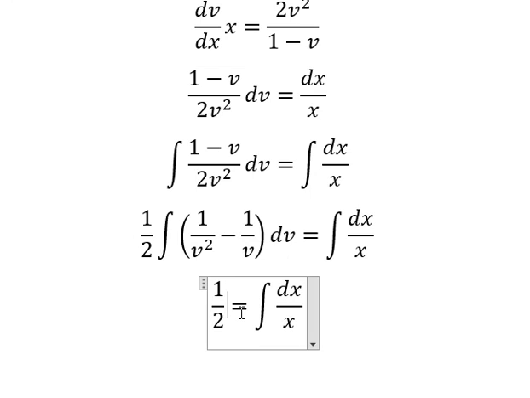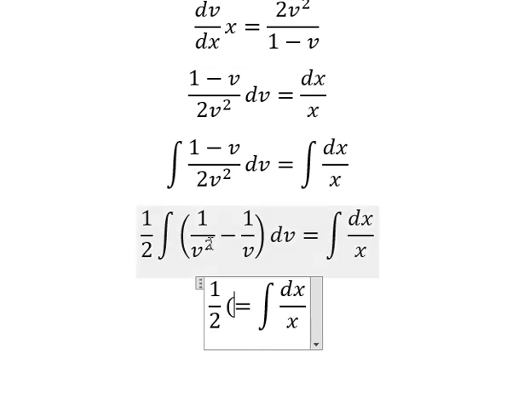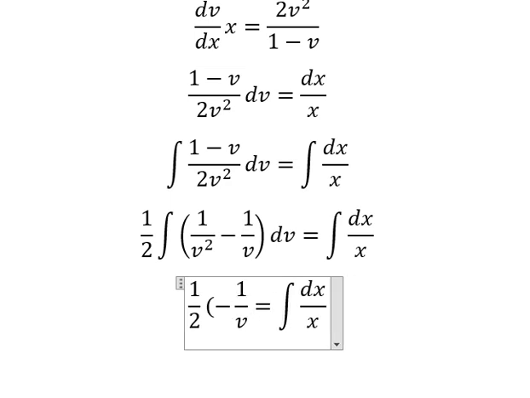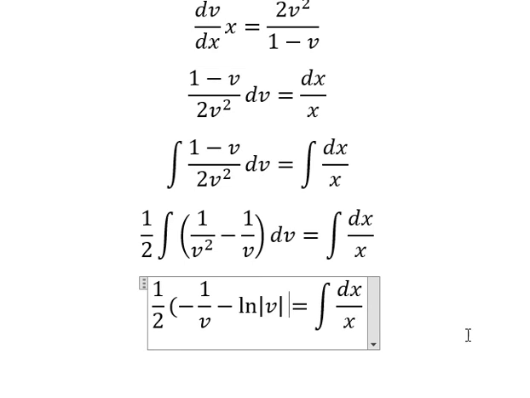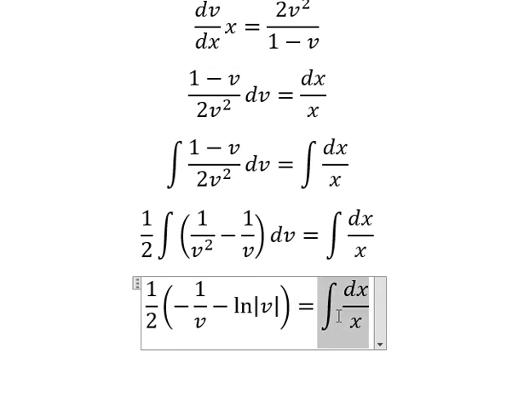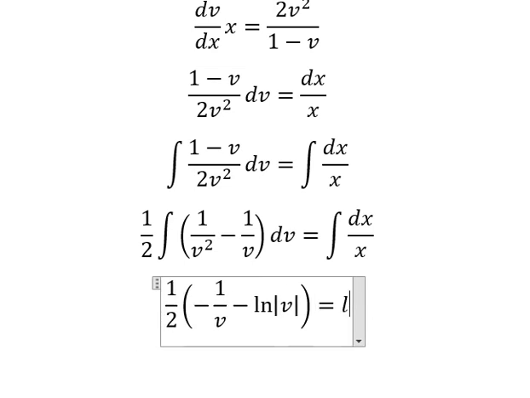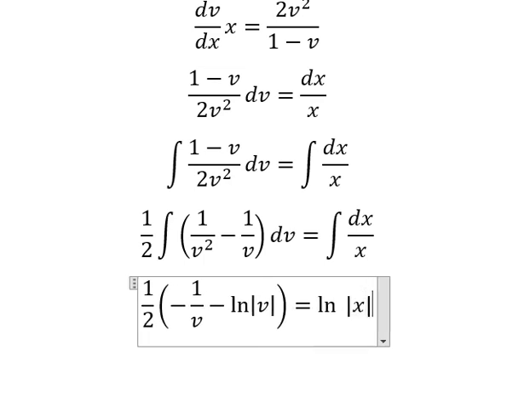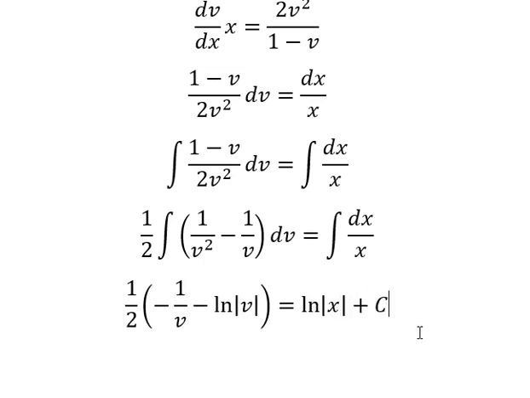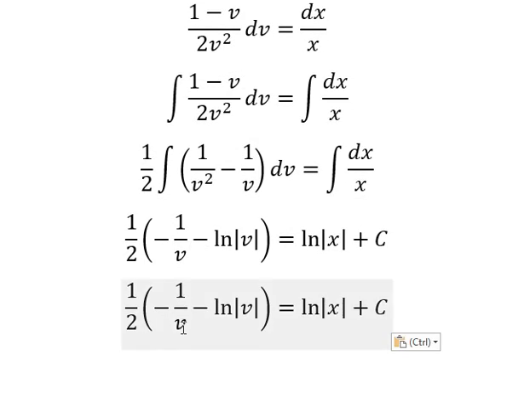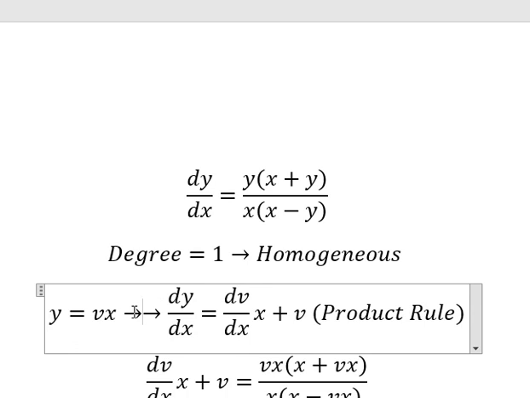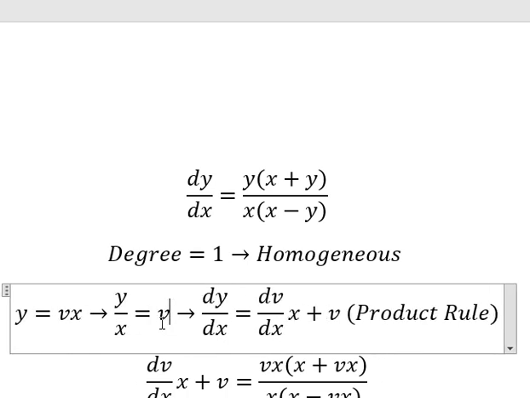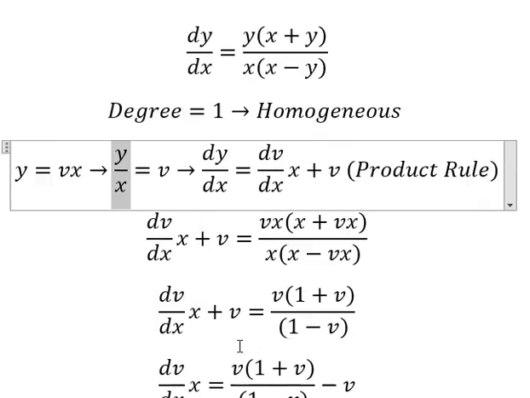So the integration of 1 over v square, that is negative 1 over v, and the second one is ln of the absolute value of v. The integration of this one, we have ln of the absolute value of s, and I will put plus c. About v, that is about this one, so we need to divide both sides by s, and now we need to change v into this one.